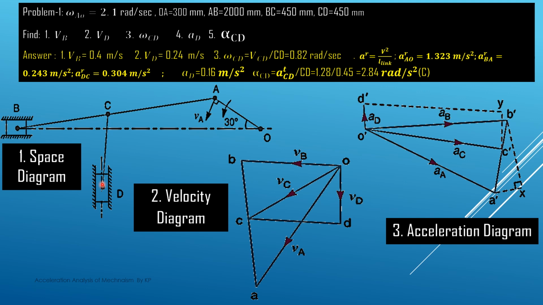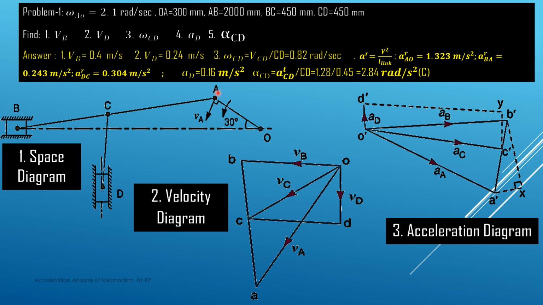So first of all is to draw the space diagram with some suitable scale, and after that, as we discussed, the first step is to draw the velocity polygon, and then we have to draw the acceleration diagram with the velocity diagram. And we have to find out the following things. Number one, the velocity of this B point. This B is the slider here. So we have to find the velocity of the slider.